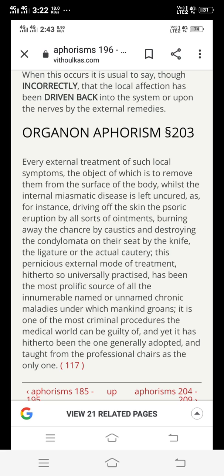So what it explains is that when local diseases are treated with local medicine externally, the cause of the disease remains uneradicated.